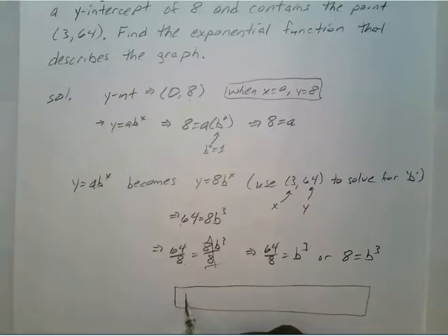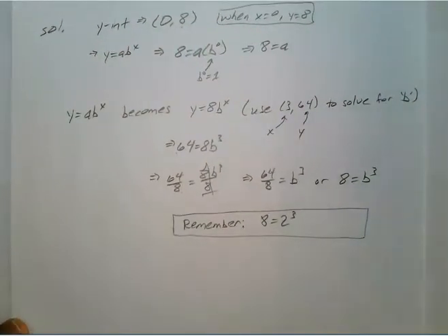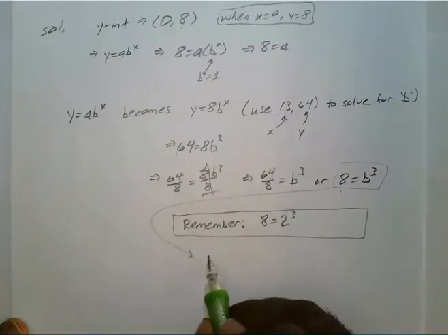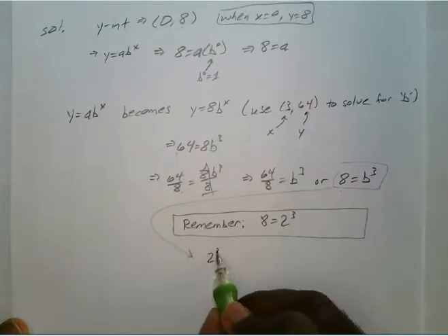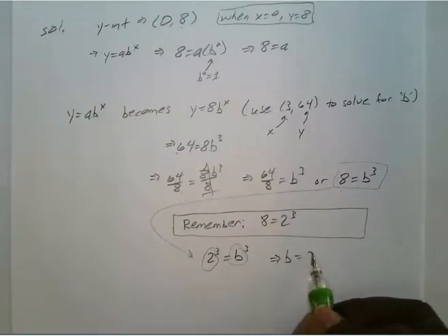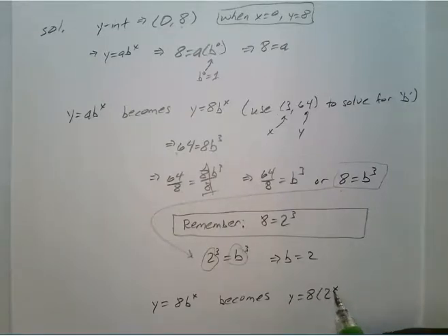You just have to remember that 8 is equal to 2 to the third power, because 2 times 2 times 2 is 8. So instead of 8 equals b to the third, you have 2 to the third equals b to the third. The only way this will be true is if b is equal to 2. So we know that y equals 8 b to the x becomes y equals 8 times 2 to the power of x.